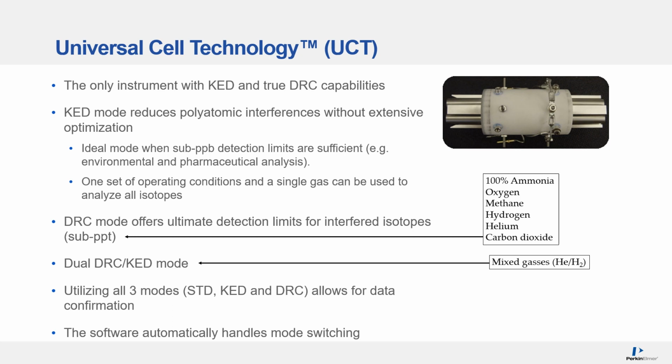You can use all 3 modes for data confirmation, meaning that you can run KED and DRC gases on the same analyte to see if you are getting the same signal or if there are still interferences that have not been accounted for. And the software handles mode switching automatically, meaning that you just have to enter in your method which analytes to have which gas modes, and the software will take care of everything.